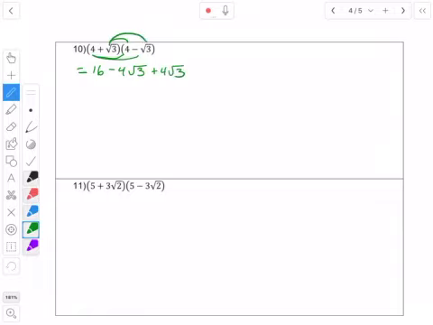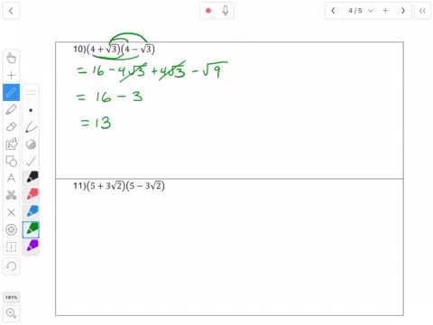And positive square root of 3 times negative square root of 3 is the square root of 9. So that means that I have 16. I'm going to cancel those two, minus 3. Right? And this is the same as 13. Okay.